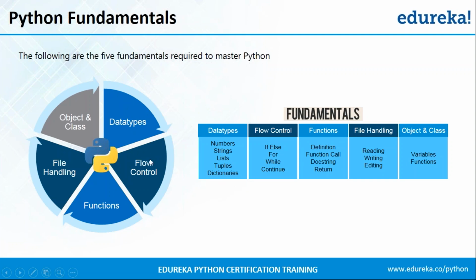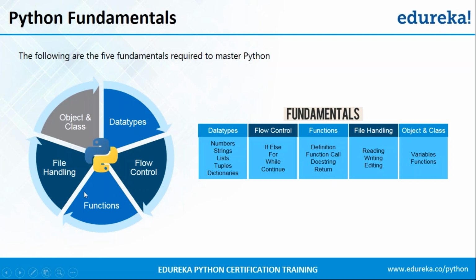Then we'll learn how to define the flow control in Python, how to use different loops and statements like if, else, and then loops like for, while, and some other statements like continue, break. We'll learn all of that. Then we'll learn how to write functions in Python, how to define a function, how to call a function, what is a docstring in a function, how to return values from a function.